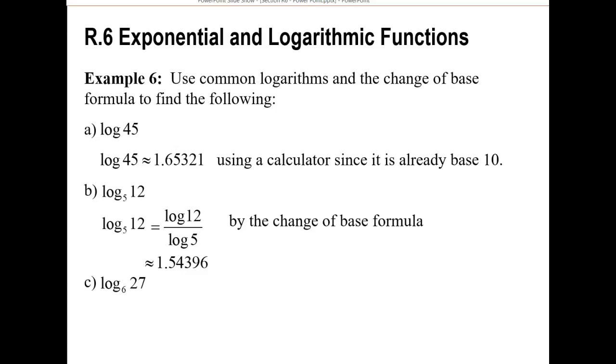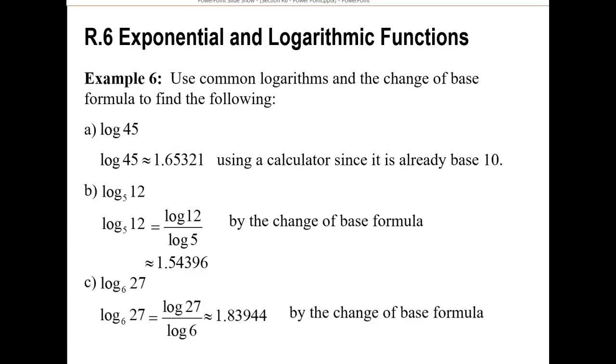Same thing on this one, log base 6 of 27. So log of 27 divided by the log of 6, which is 1.83944. Or if you pull up your log base template, you can put the 6 as the base and the 27 as the argument and get the same result.